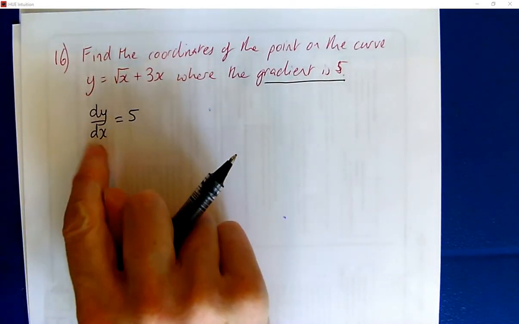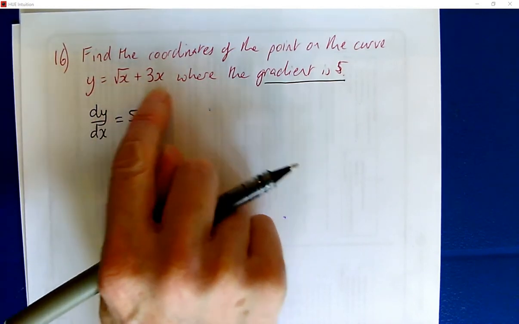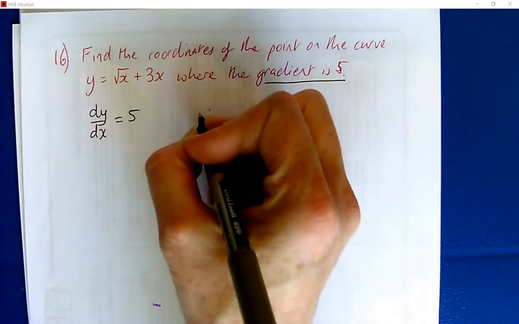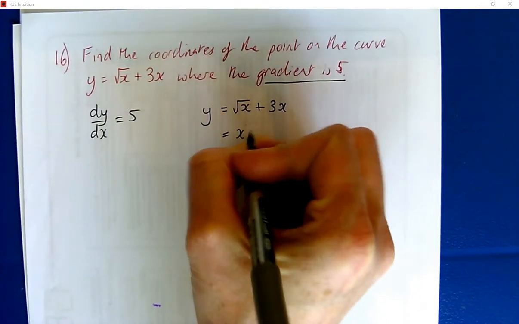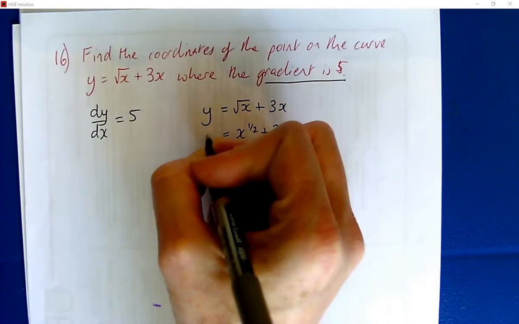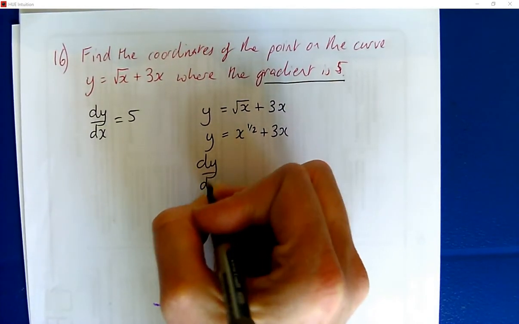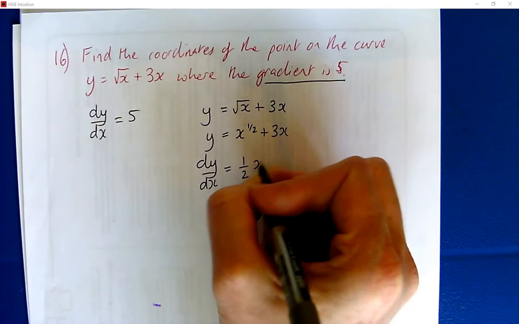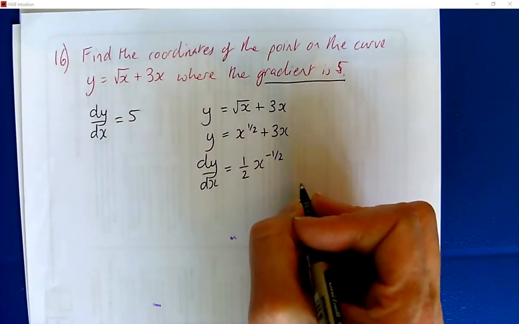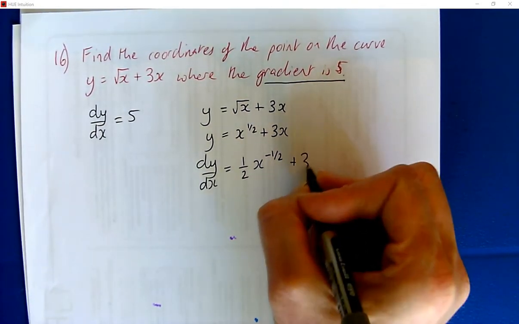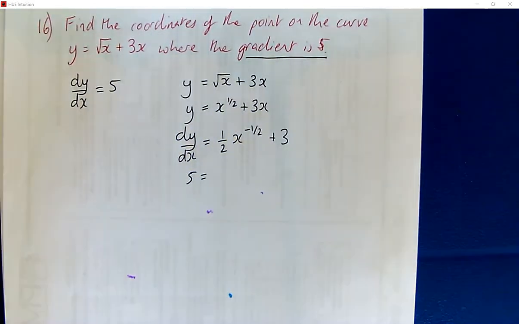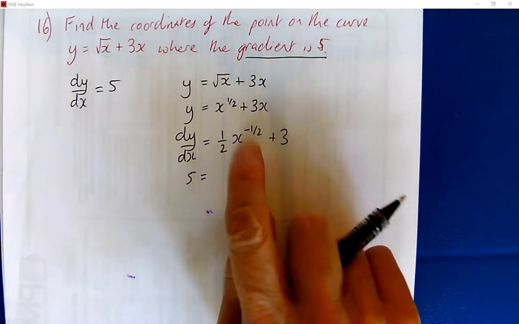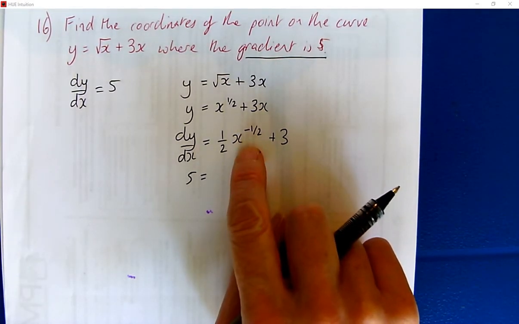Now, in order to differentiate to get our gradient, we need to put that in a nicer format. So we've got y is equal to root x plus 3x, so that's x to the half plus 3x. Then dy by dx is a half x to the minus a half plus 3, and we know that has to equal 5. Now, I'm going to be solving an equation, so I don't like this format. I much prefer it back in fractions and roots.